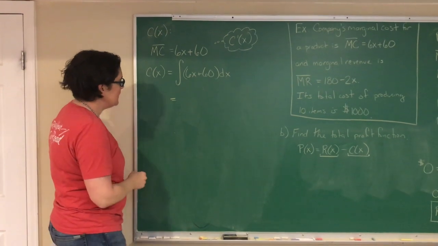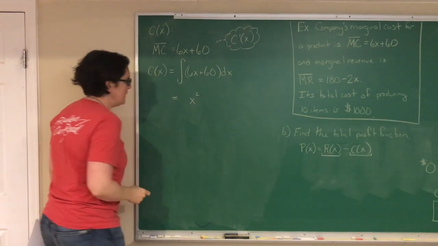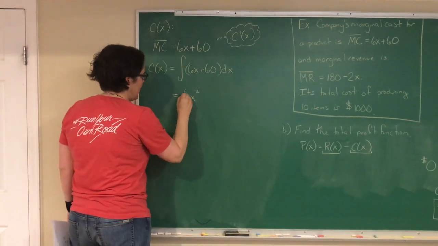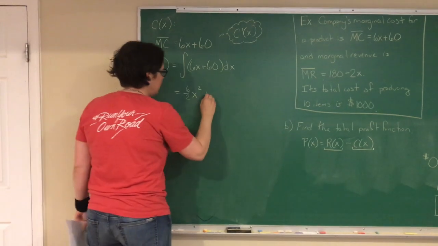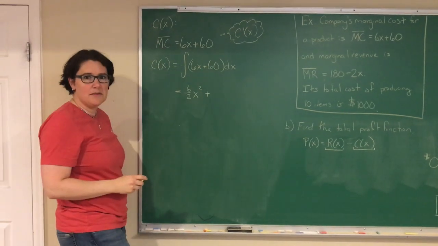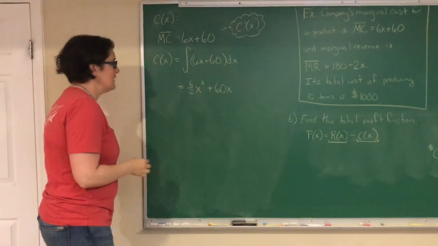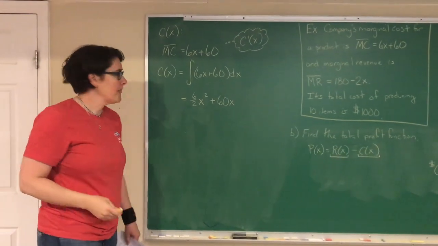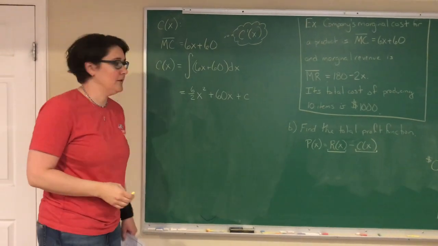So to take the antiderivative of 6x, I'm going to add 1 to the power, so I have x squared, and I'll divide the number in front by the new power. So I have 6 over 2 times x squared plus my antiderivative of a number, in this case 60, will be 60x. And then I have plus some arbitrary constant at the end.